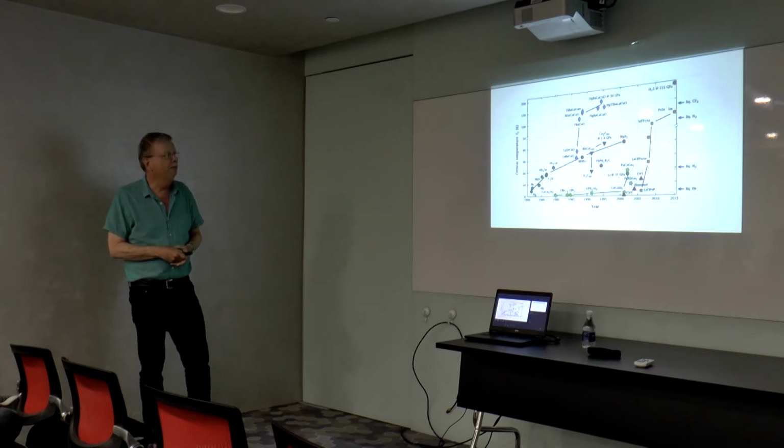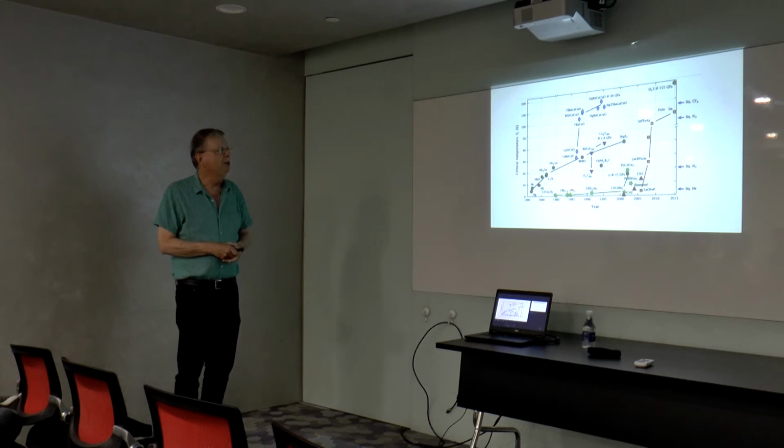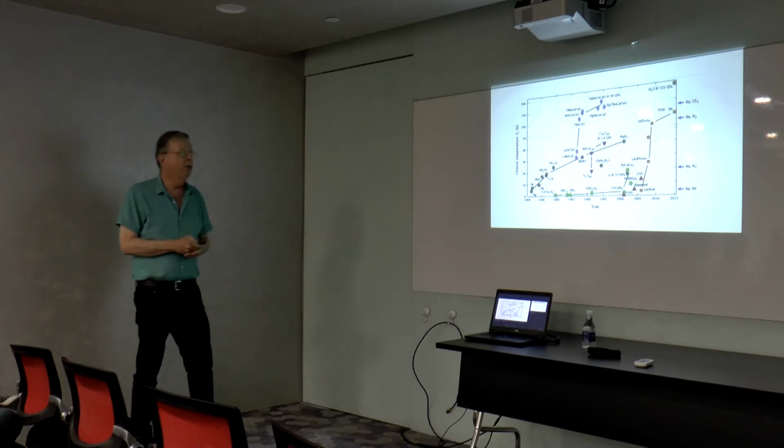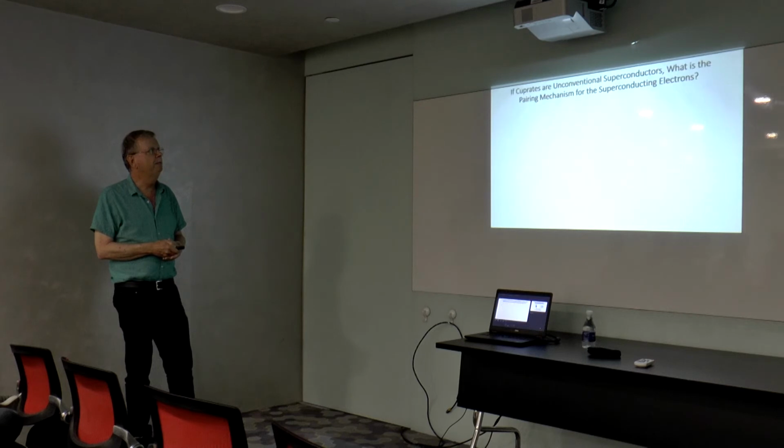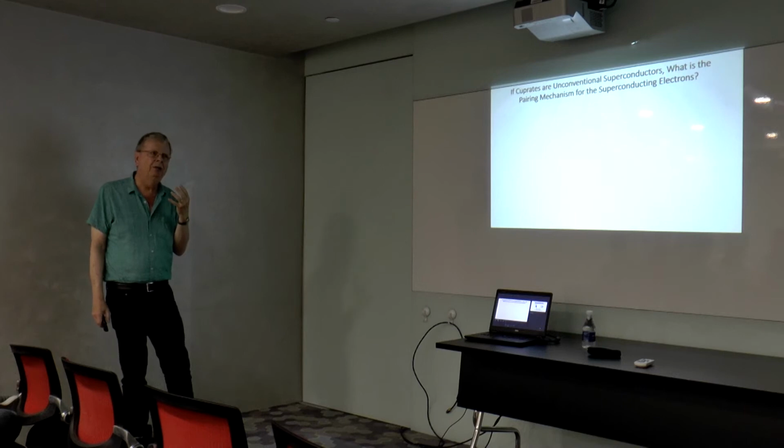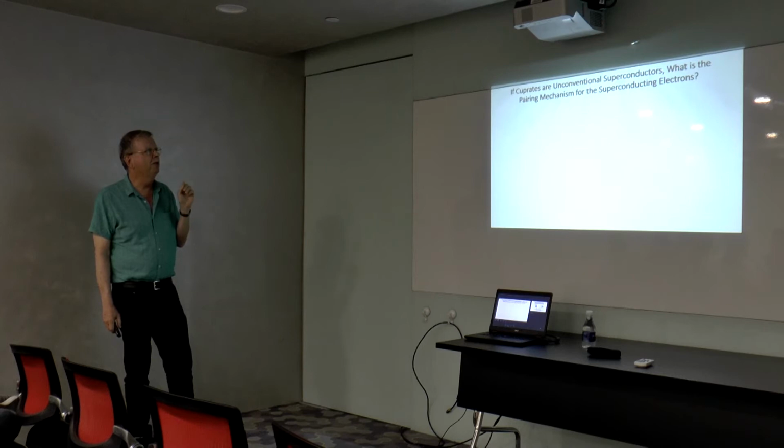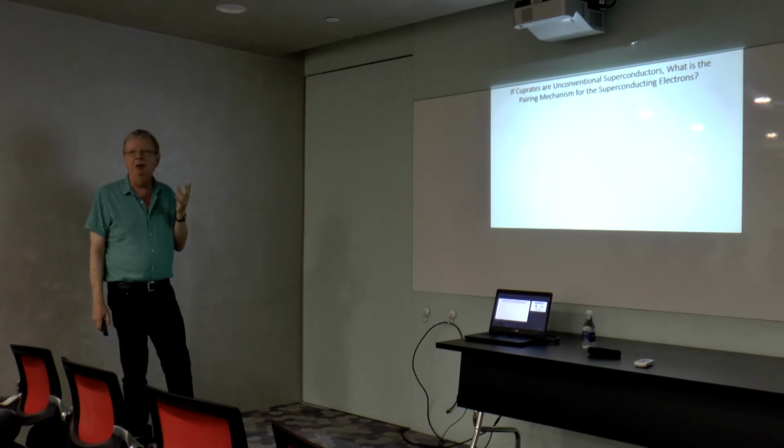So you've seen this already. TC makes this big jump thanks to their discovery. And as we'll talk about probably next time, to go from here to here was not a difficult thought process. And now we could spend the rest of the year on this question. If they are unconventional, which it is certain that they are not BCS mechanism, with one exception. If they are unconventional superconductors, what is the pairing mechanism?